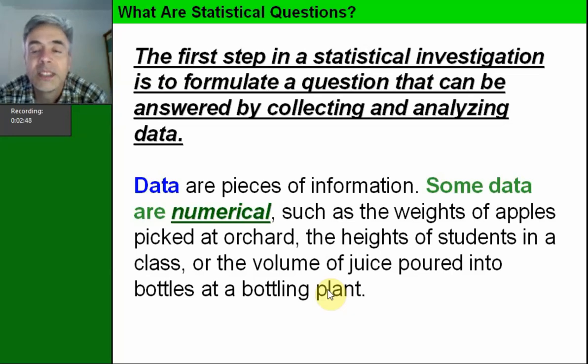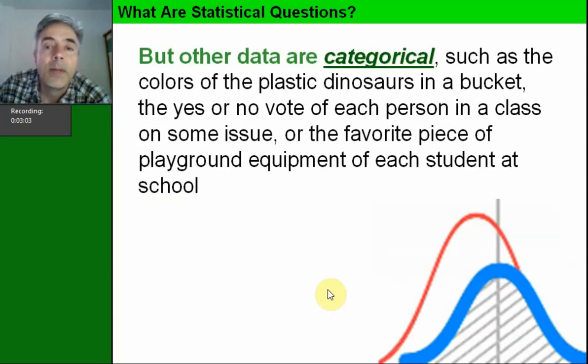This is what statistics wants to work with, right? Numerical data, such as weights of apples picked in an orchard, the heights of students in a class, the volume of juice poured into the bottle at a bottling plant. These are some examples. But other data can be classified differently as categorical, such as the color of the plastic dinosaur in a bucket, the eye color, the yes or no vote of each person in a class on some issue, the favorite piece of playground equipment for each student in the school.